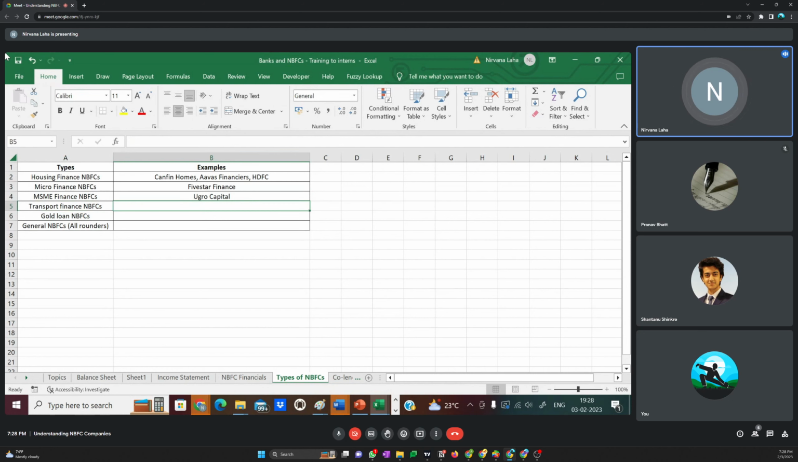Okay, then you have transport finance companies. They help you buy personal cars, or जो truck owners होते हैं उनके लिए they finance trucks and stuff like that. Okay, so Shriram Transport Finance is the largest company in this space. Then you have gold loan NBFCs. So the example that I gave, the biggest names here are Muthoot, and then you have Manappuram, etc. Then you have these all-rounders, okay, general NBFCs like IIFL Finance, Bajaj Finance, companies like this. So they play in all these segments. Okay. So they have reached a stage of maturity where they can now give loans in all these sectors. Okay. So these are the types of NBFCs.